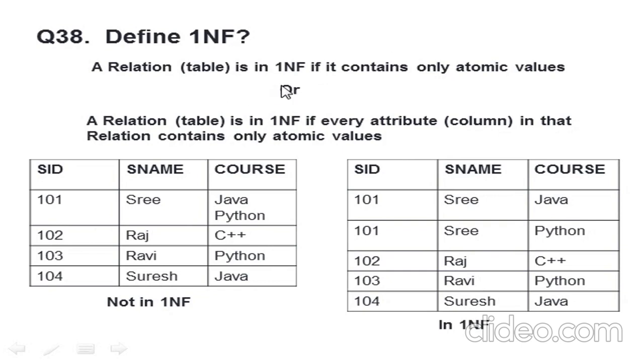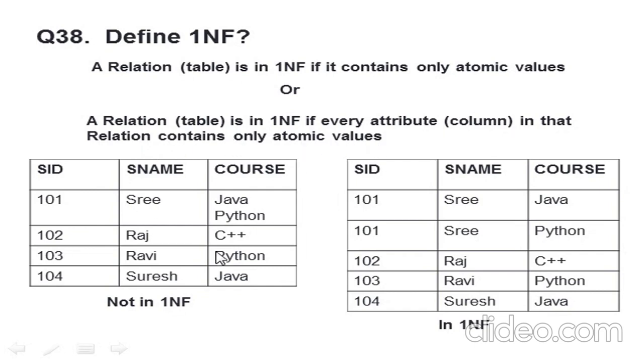Next question is, how do you define first normal form or 1NF? A relation or a table is in 1NF if it contains only atomic values. So focus on this terminology, atomic. Atomic means single values. Or this is the other definition: a relation or table is in 1NF if every attribute or column in that relation contains only atomic values.